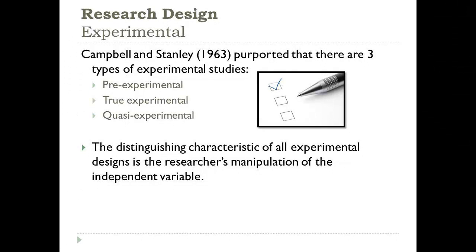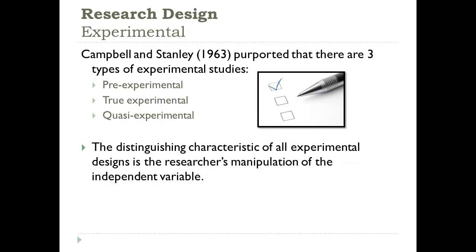Now we're going to focus our attention on experimental designs. Campbell and Stanley in 1963 purported that there are three primary experimental designs, and that's the pre-experimental design, the true experimental design, and the quasi-experimental design. And the distinguishing characteristic of all experimental designs is that the researcher manipulates the independent variable. That is, the researcher actually conducts the treatment, does something to the participant.